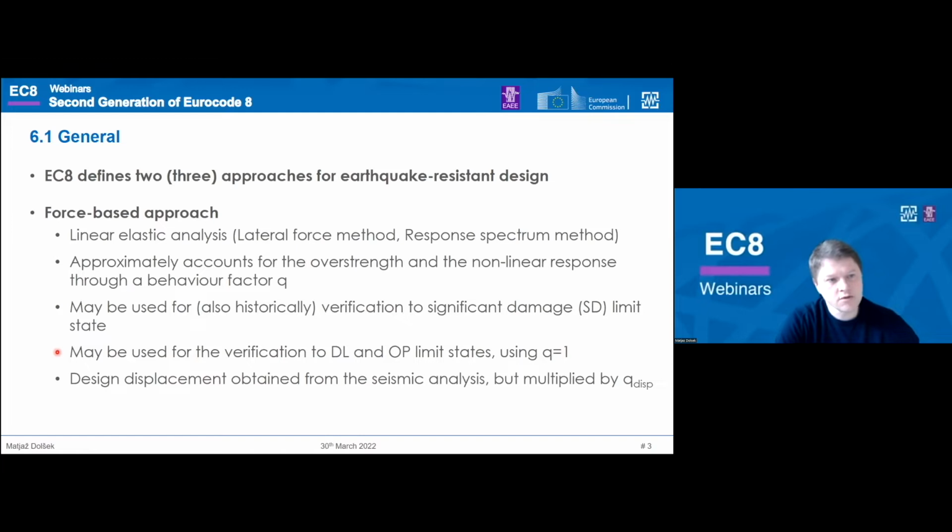Of course, the force-based approach can be used also for the verification of the damage limitation or operational limit state based on q equal to 1.